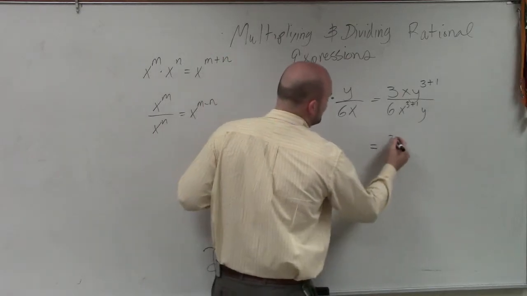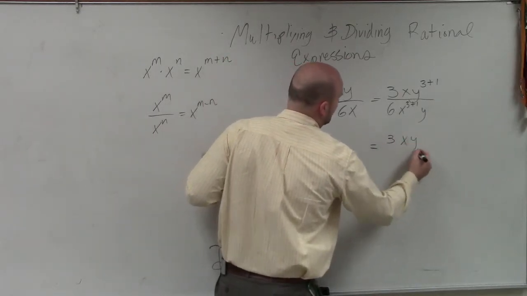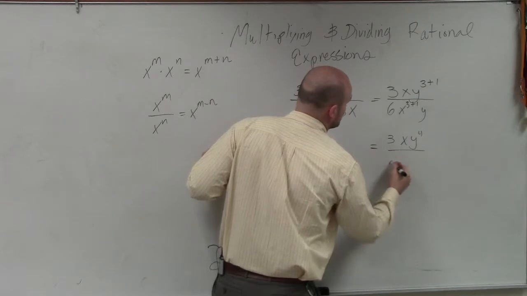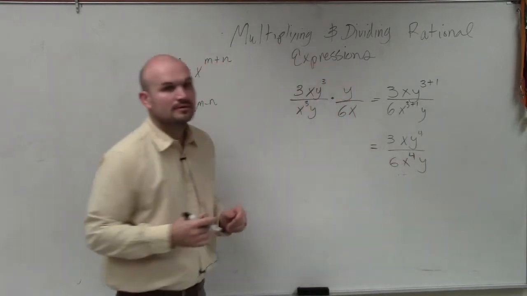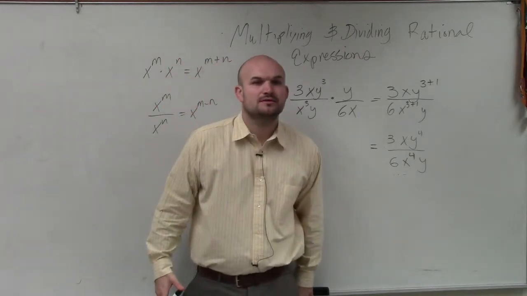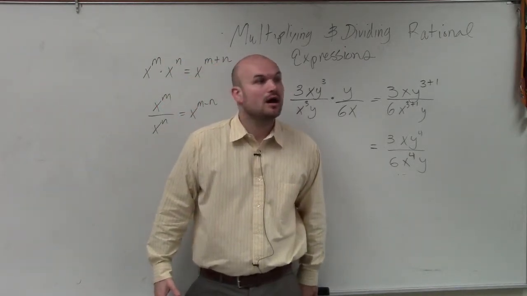So let's go ahead and simplify this. So I have 3x y to the 4th divided by 6 x to the 4th y. Is everybody following me so far, Justin? You got that? Oh, no, I'm just asking a question.